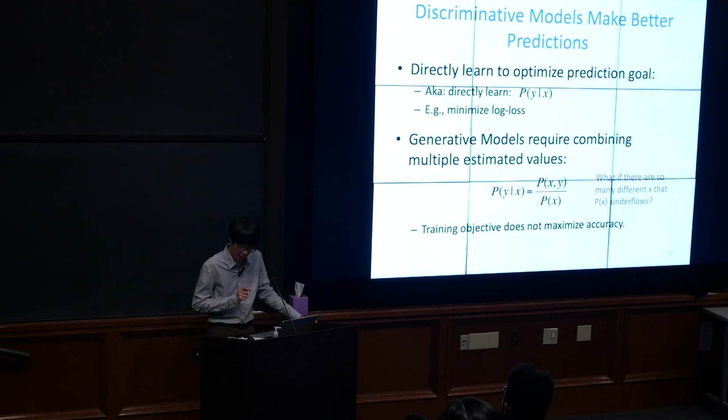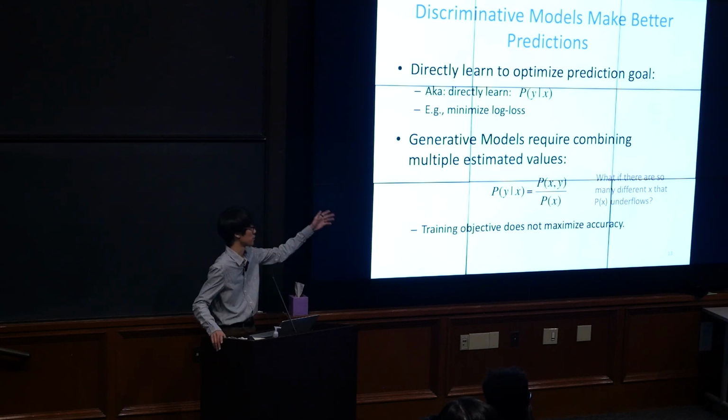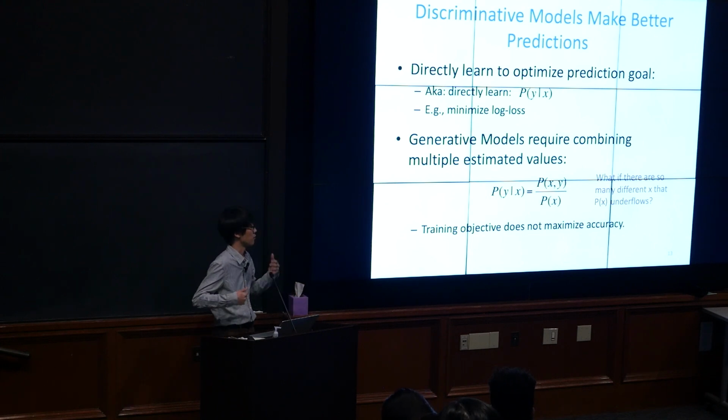Yeah, and actually, I think I have a slide on that in the next couple slides. So the point of the slide is saying discriminative models do better on the actual prediction task because the generative model doesn't really care, right? It only cares about modeling the best joint probability. So the training objective of generative models doesn't per se maximize accuracy.